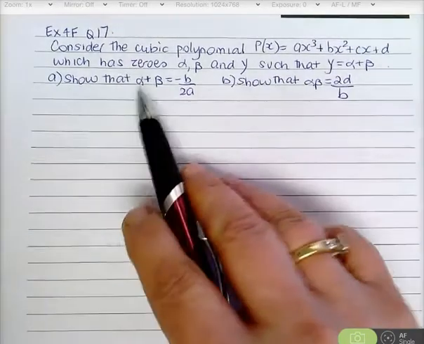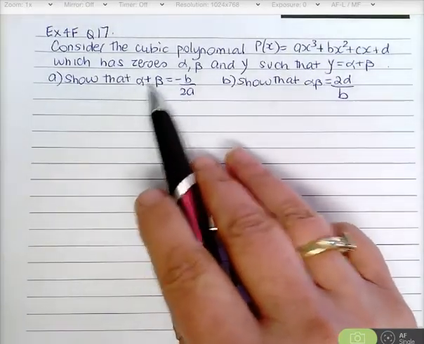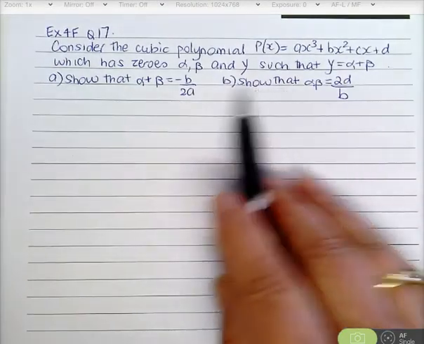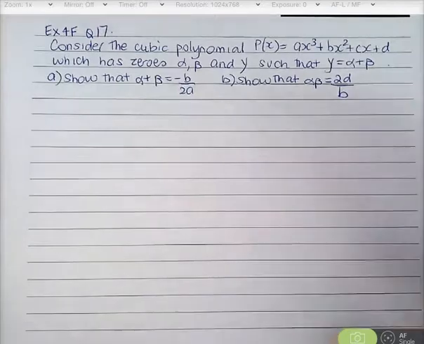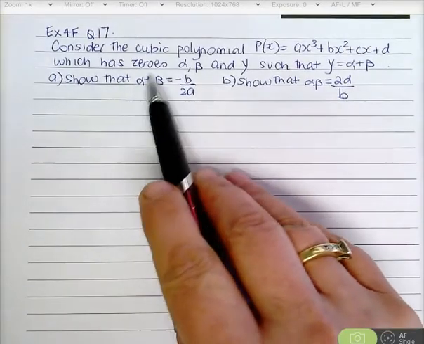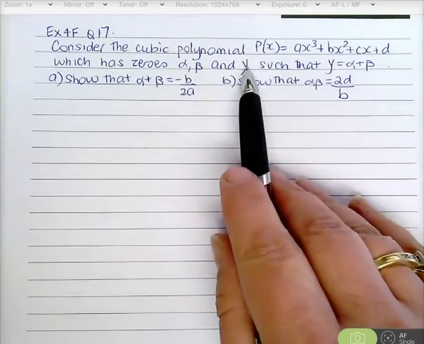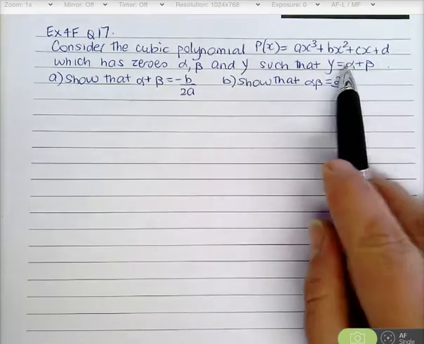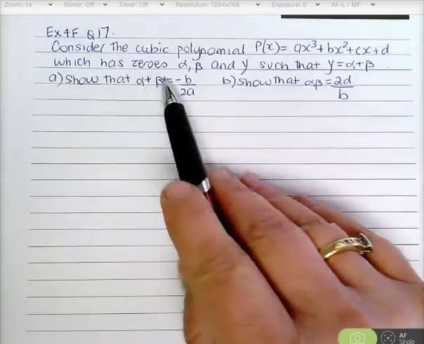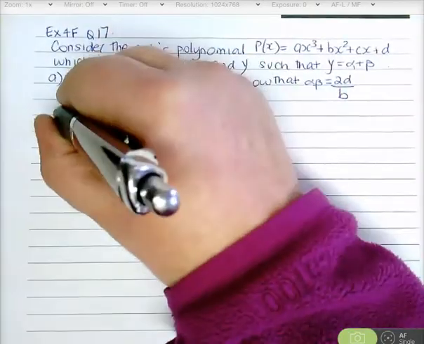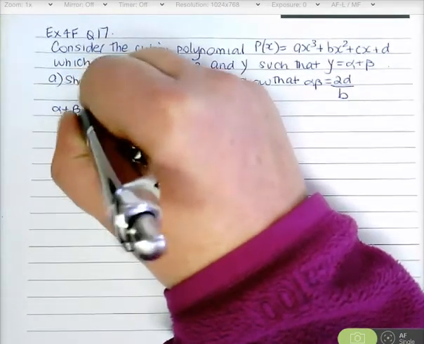In part A, you have to show that alpha plus beta is minus b on 2a, and we'll look at that first. Okay, now these are roots being added one at a time. You've just got to be careful because you're probably thinking, where's the gamma? But remember that gamma is alpha plus beta. So these roots are individual. So try sum of roots one at a time. So we know that sum of roots one at a time.